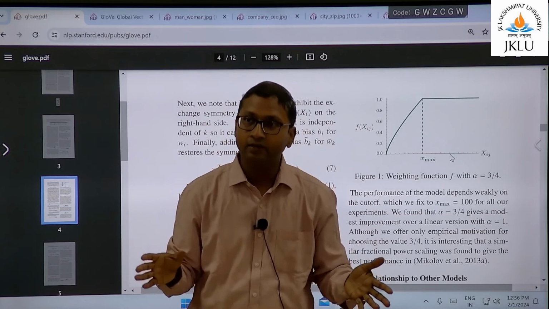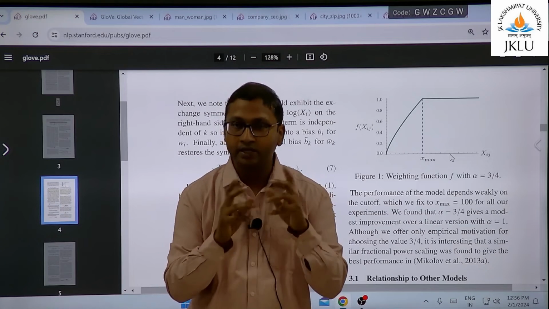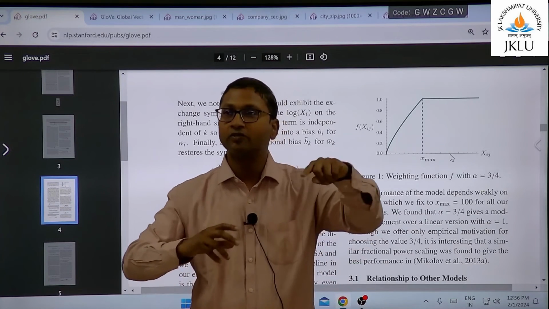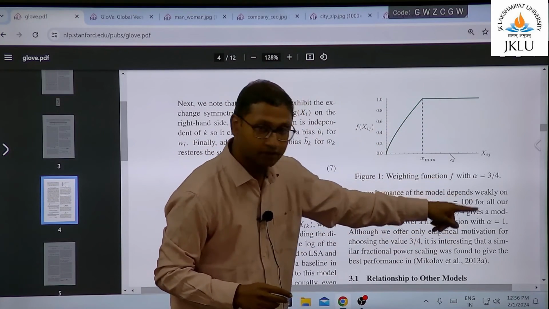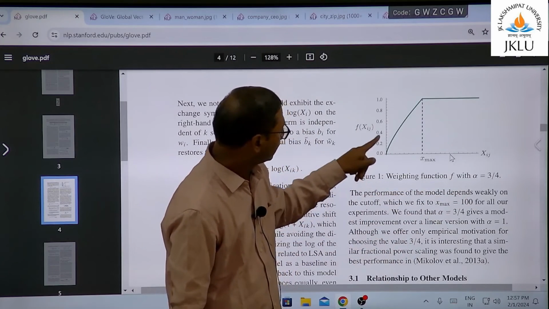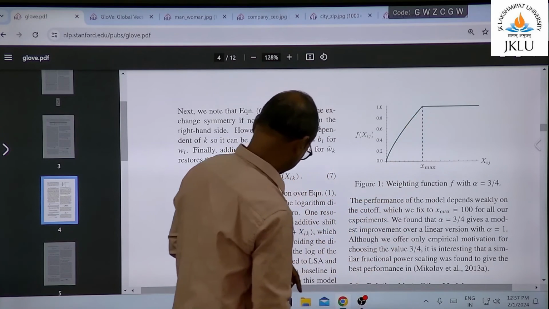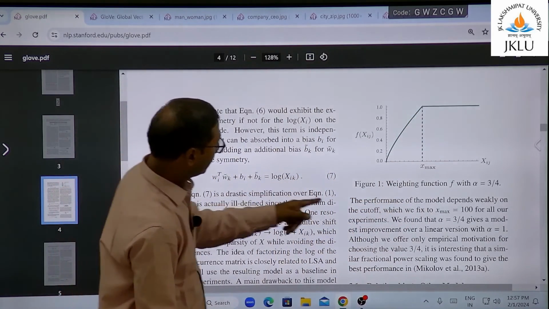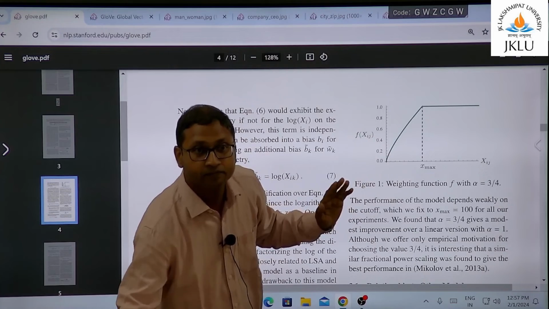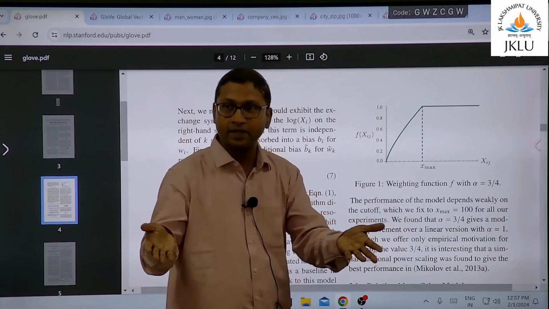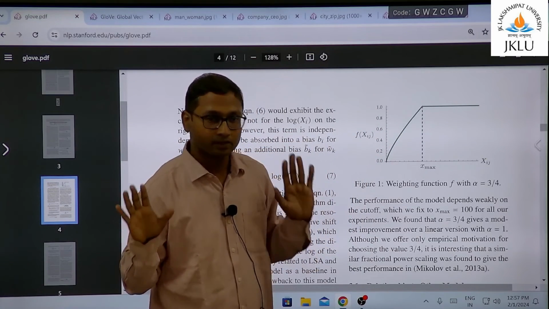So what the authors again figured out is that if you put alpha equal to 1, it does not work well. What works better is if you put alpha equal to 3 by 4, which is a coincidence, they say, with word2vec as well. So you don't get a linear thing. It is rather x upon x max to the power alpha, and the value of alpha that works best for them is 3 by 4.